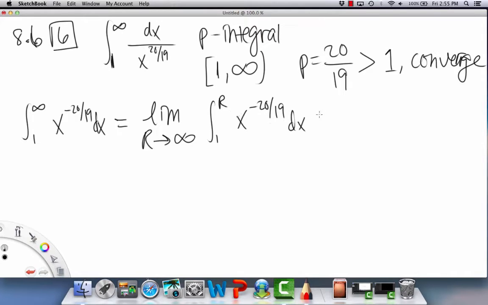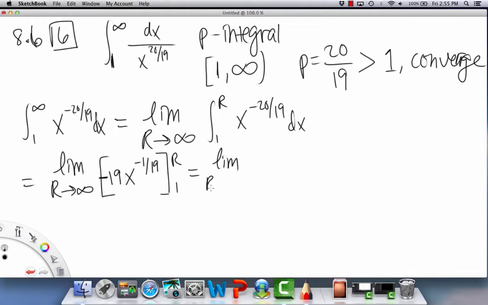Okay? So what this equals is, and we just keep rewriting the limit in the front, an x to the negative 1 over 19, right? Because we're going to add a 1, which is positive 19 over 19. And then that means that we have to have a negative 19 out here in front. Okay? And then this is evaluated from 1 to r still. So now we plug in the r.